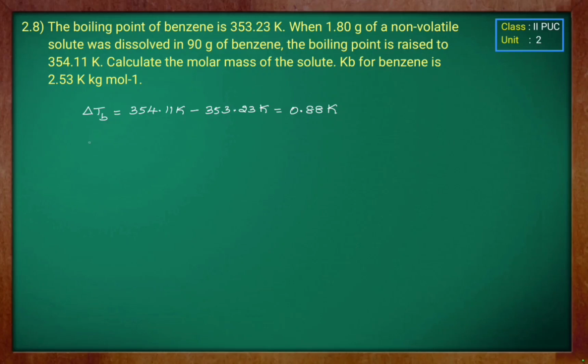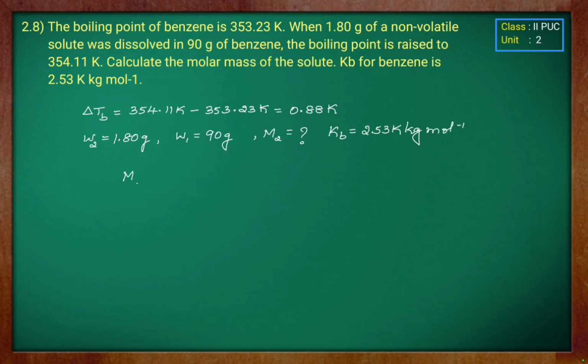So here they have asked us to find the molar mass of solute. So let me consider the solute as 2. So the molar mass of solute is M2. Let us list the other data that is given in the question. They have told the non-volatile solute was dissolved in benzene. So they have told 1.80 gram of non-volatile solute is dissolved. So this is W2. And they have given us mass of benzene, that is 90 gram. So that's W1. Boiling point is raised to 354.11 Kelvin. They have asked us to calculate molar mass of solute, means M2 we have to calculate. They have given us the value of Kb, 2.53 Kelvin kg per mole.